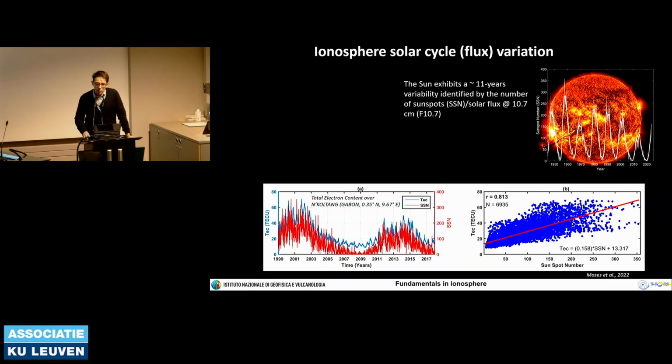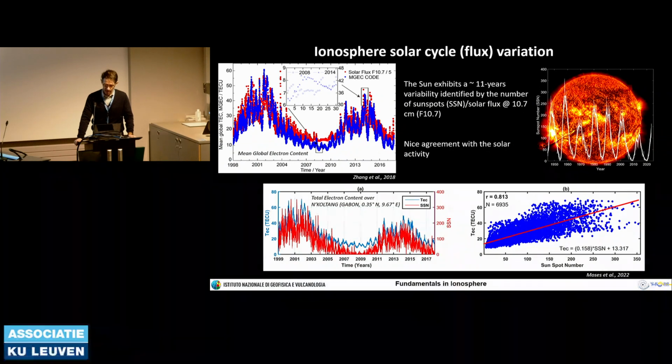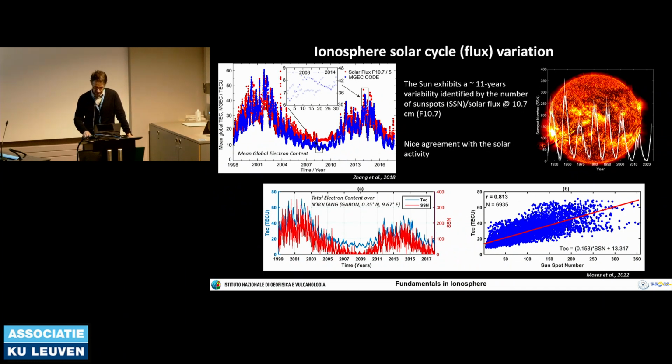But this is true not only for a specific place on the Earth. If you consider what we call the global electron content, which is a measure of the total electron content at worldwide level, this is reported as a function of the solar flux at 10.7 centimeter. So there is a nice agreement between the solar activity and the TEC and the electron density in general.